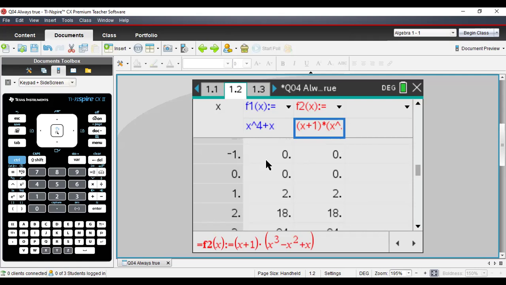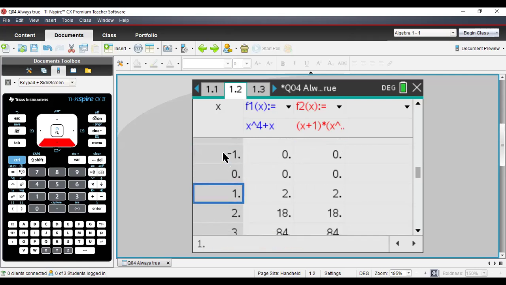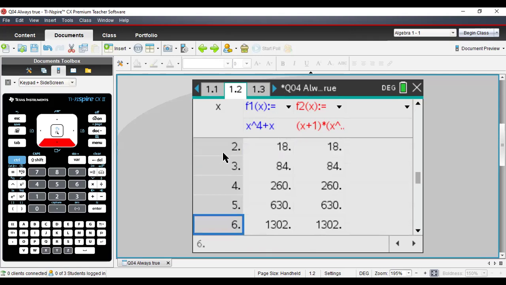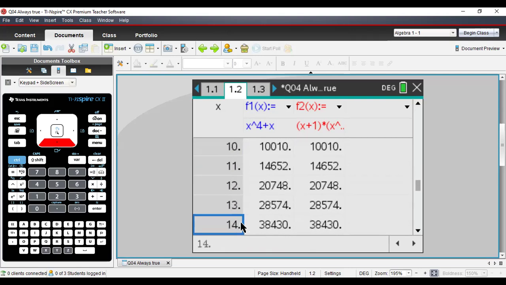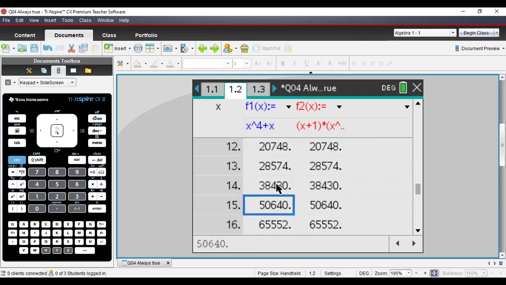Now, here is the point though. No matter what value of x I put into these functions, they always give me the same output. So they're always going to be true statements, because every value that I choose gives me the same outputs. So that means that no matter what value of x I choose, the equation is going to be true. That's our answer. That's basically all you needed to do.